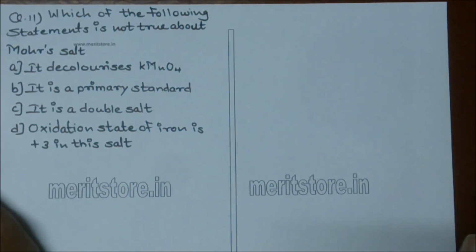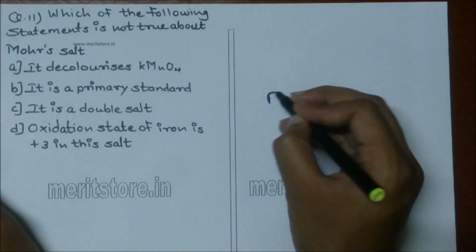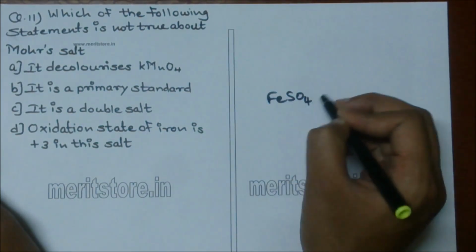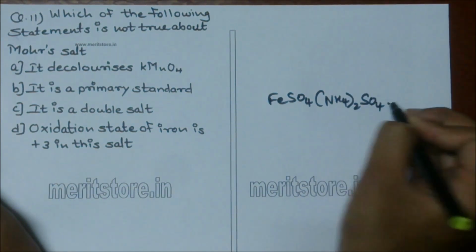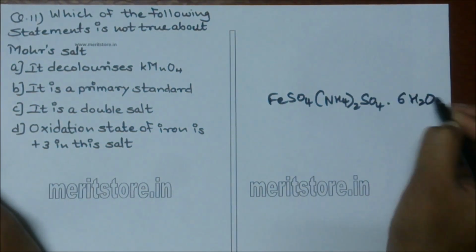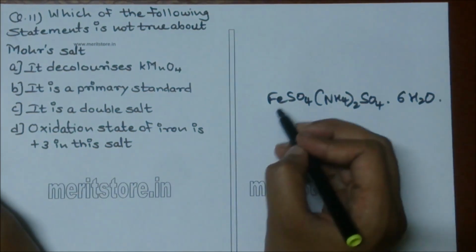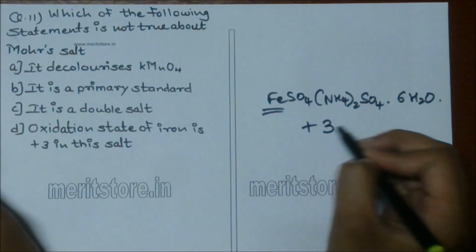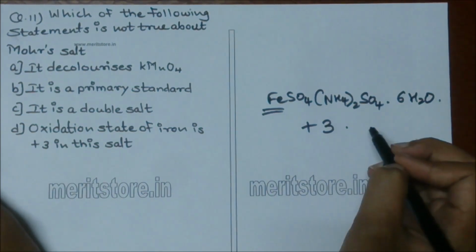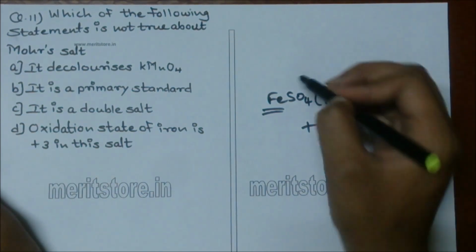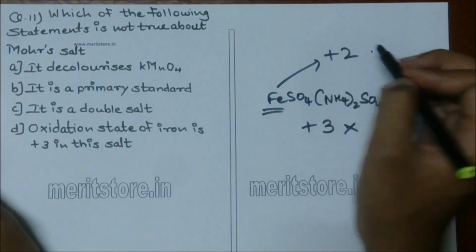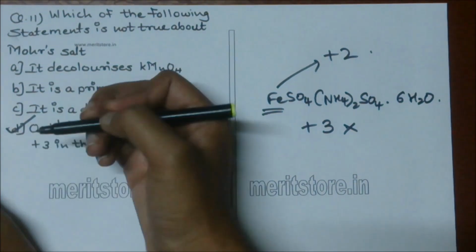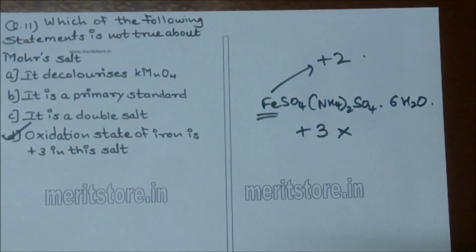So Mohr's salt has the formula FeSO4.(NH4)2SO4.6H2O, and the oxidation state of iron in Mohr's salt is +2, and it is a double salt. Iron has oxidation state of +2 in the Mohr's salt, so the statement that it is +3 is wrong. So option D is the correct answer, being the incorrect statement.